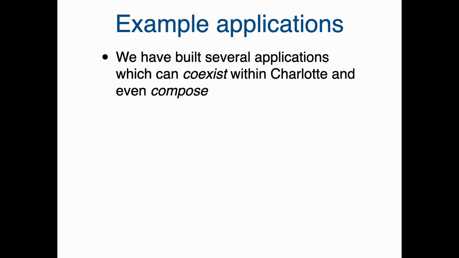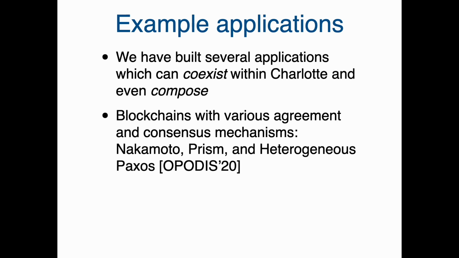Okay, so this is all a very general abstract layer that you can build on top of. And to explore the power of this, we built several applications that can actually coexist within Charlotte, and they can even be composed. So we've built various blockchains. We built Nakamoto-style blockchain, Bitcoin, but we also built Prism, and we also designed our own new consensus mechanism we called heterogeneous Paxos, which is a version of Paxos which is so heterogeneous that there are three different dimensions you can be heterogeneous on in a consensus protocol, and we're heterogeneous on all of them. So everybody can kind of disagree about everything.